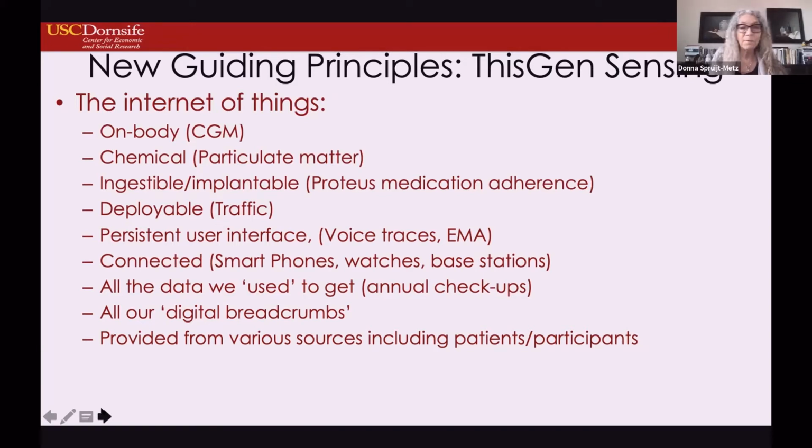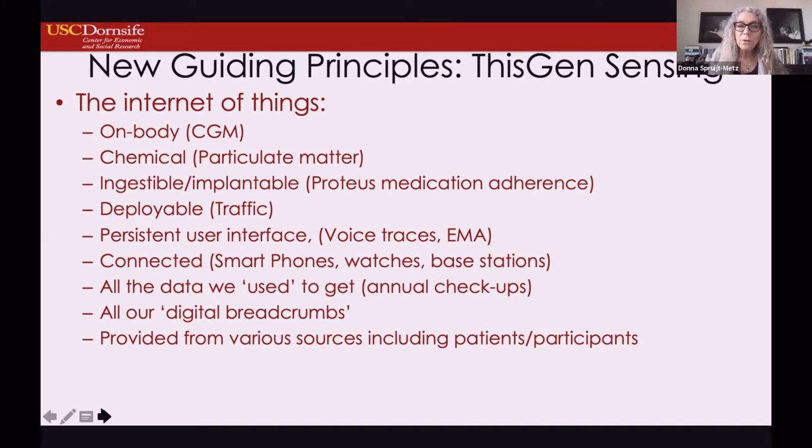So we can get from our phone, which is never far away, voice traces. We can also ask people questions, called ecological momentary assessment. We'll talk about that more, EMA. All of these sensors are connected to smartphones, to watches, to base stations. They all speak to one another in smart homes. My home is smarter than I actually realize, and more things are speaking to one another than I want to know.